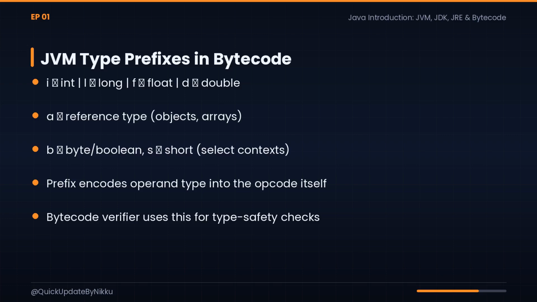The JVM is typed at the bytecode level, the type of every operand is encoded directly into the opcode name. An iload means load an integer, an aload means load a reference. This is not just naming convention, the bytecode verifier reads these prefixes to guarantee type safety before any code runs, making runtime type errors structurally impossible in verified bytecode.